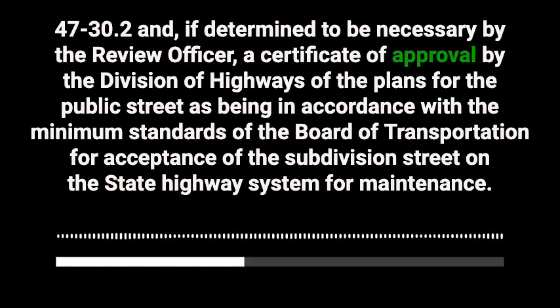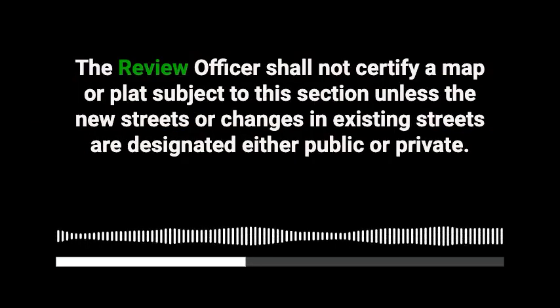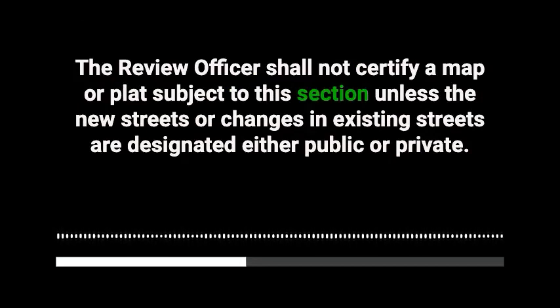A certificate of approval by the Division of Highways of the plans for the public street as being in accordance with the minimum standards of the Board of Transportation for acceptance of the subdivision street on the state highway system for maintenance. The review officer shall not certify a map or plat subject to this section unless the new streets or changes in existing streets are designated either public or private.